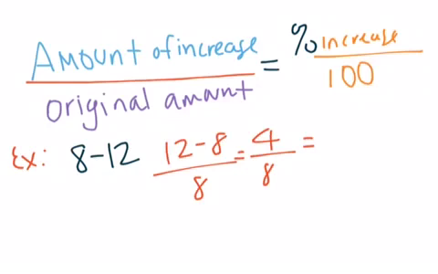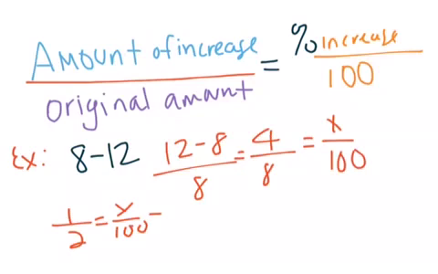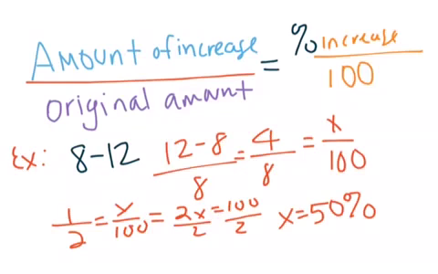which equals, we don't know the percent increase, so x over 100. I'm going to get that down to 1/2. So 4 over 8 equals 1/2 equals x over 100. I'm going to cross multiply. Let's get 2x equals 100. I'm going to divide by 2, divide by 2. X is going to equal 50%. So when you go from 8 to 12, there's a 50% increase.